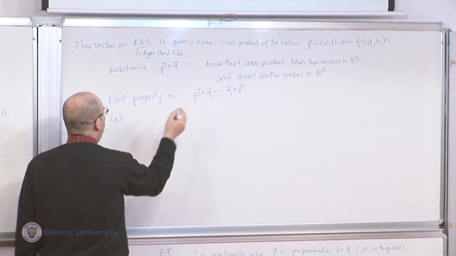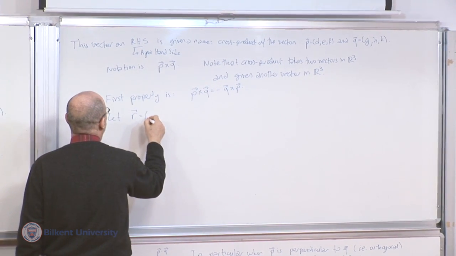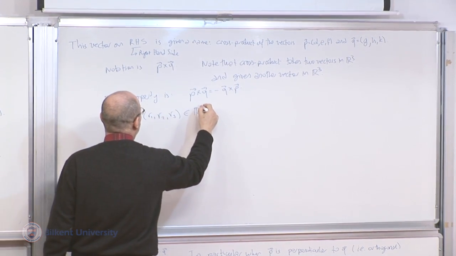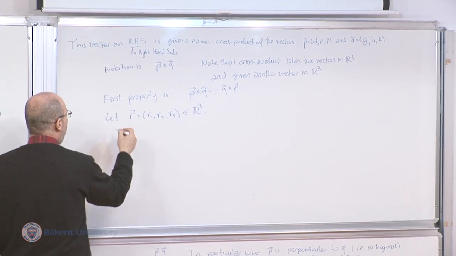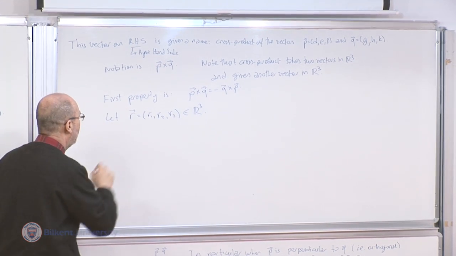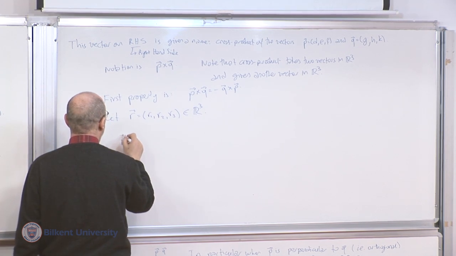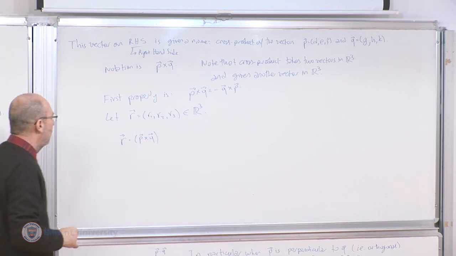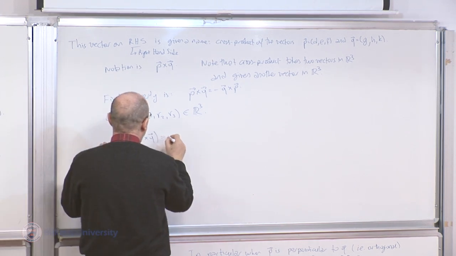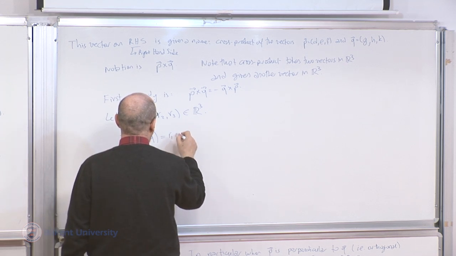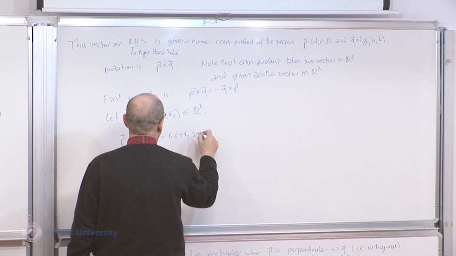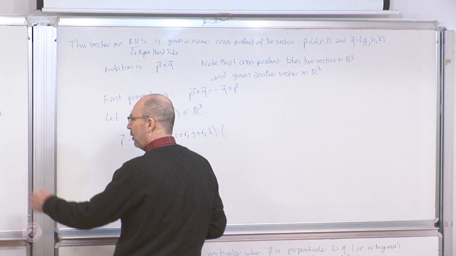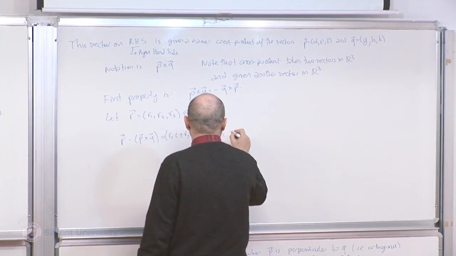Let P, Q, R be another vector, so let's say R1, R2, R3. Let's take the dot product of R with P cross Q. Let me write this properly: R1 I plus R2 J plus R3 K. This is my vector, and I'm dot producting it with this thing.